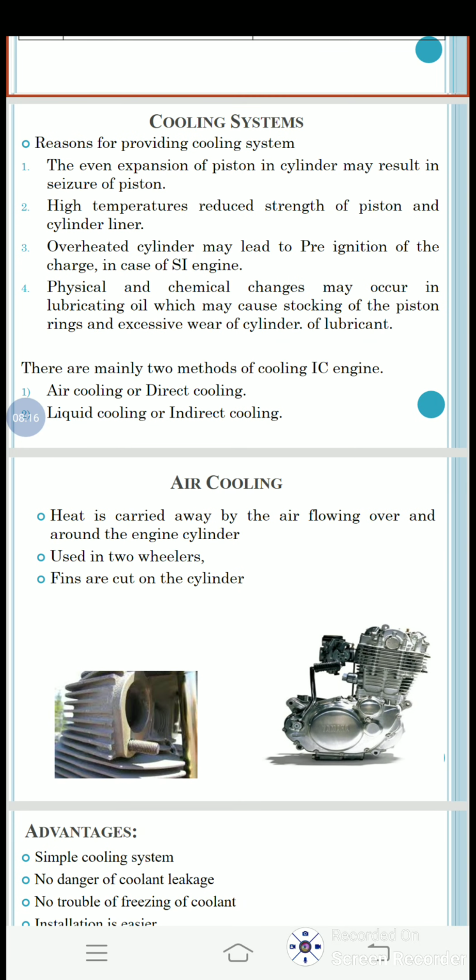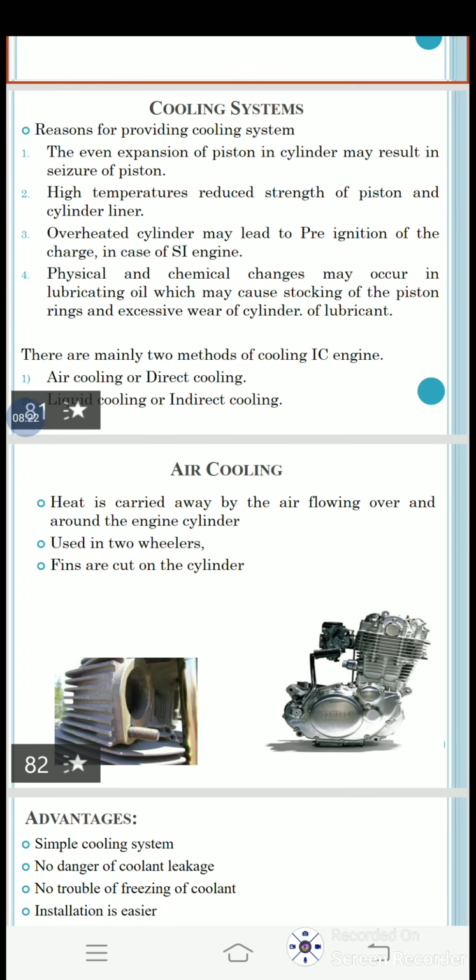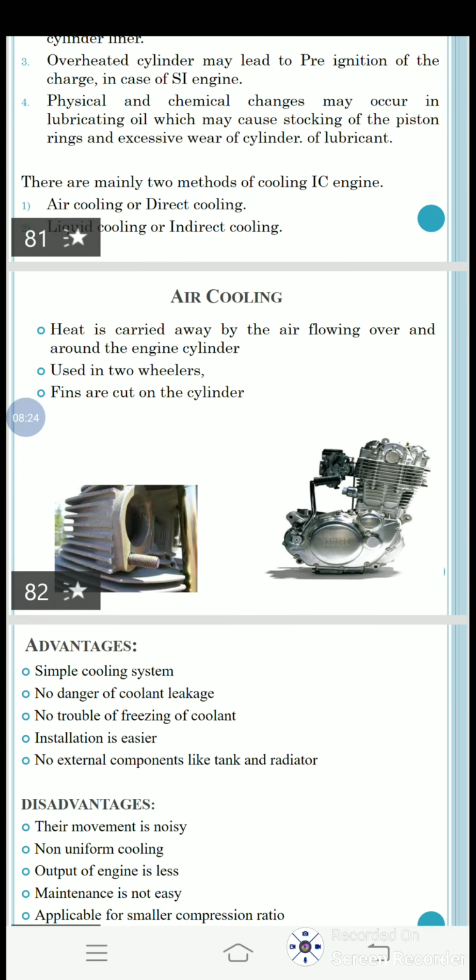There are 2 methods of cooling of an IC engine. One is air cooling and the second is indirect cooling. So what is air cooling? Heat is carried away by the air flowing over and around the engine cylinder. Used in two-wheelers, fins are cut on the cylinder.